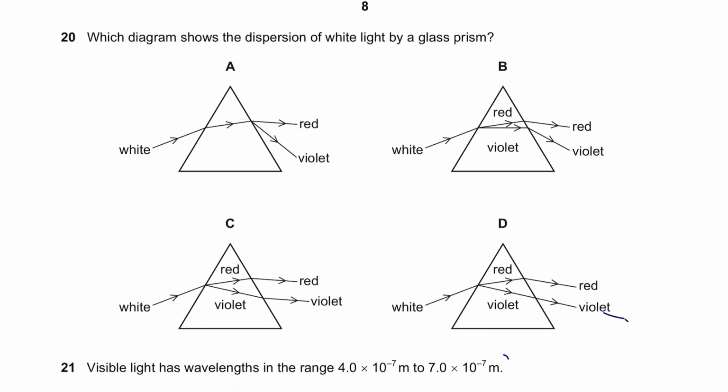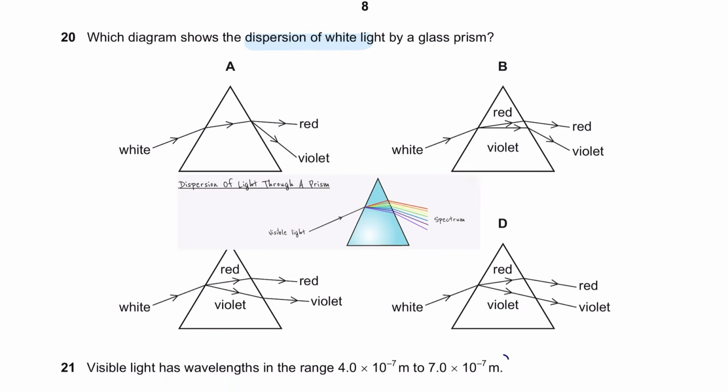Question 20. Which diagram shows the dispersion of white light by a glass prism? For dispersion of white light through a prism, please remember the order of the colors from red to violet. When the white light enters the prism, it will be dispersed into all the colors. So A is wrong, B is correct. The top one would be red, and then it bends more for violet. And then you've got red and violet. So the answer is B.